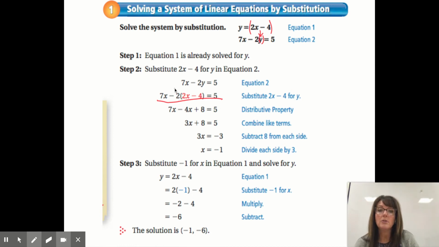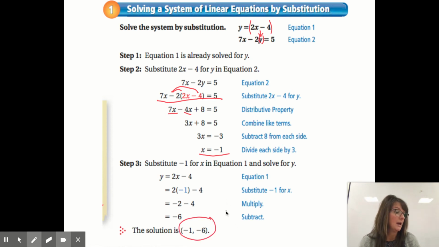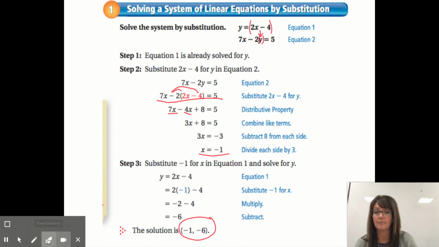All right, now we distribute this negative 2. So we'll have a simplified 7x, and then we have minus 4x and plus 8 with some like terms. Notice that we only have one variable, x, so we can solve for x. Once we know what x is equal to, go back to this original equation, y is equal to 2x minus 4, substitute in this x that we just learned about. It's going to be the one point on this line or the system where it's true for both, and solve for y, which is negative 6. Here's our ordered pair, and then the last step, you want to go back in and check to make sure that this makes sense and that it's true for both.